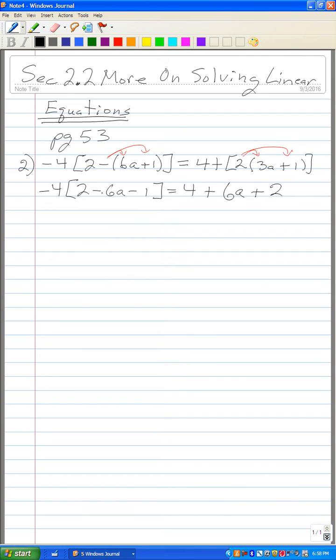Let me combine like terms. So I get -4 times 2 minus 1 is 1, minus 6a, equals 4 plus 2 is 6, plus 6a. Let me multiply the -4 inside the parentheses. So by the distributive property, I get -4 times 1, -4, and -4 times -6a is a positive 24a.